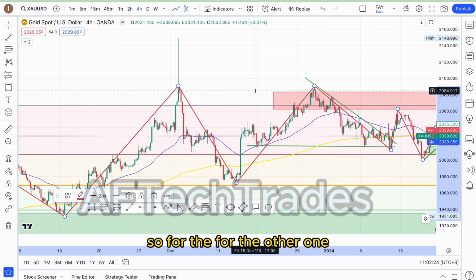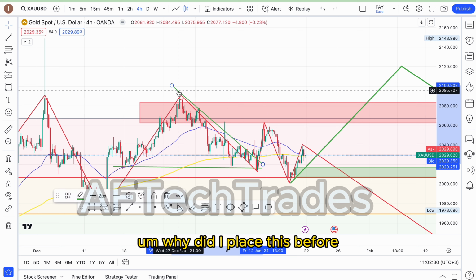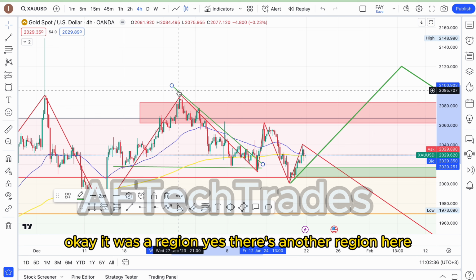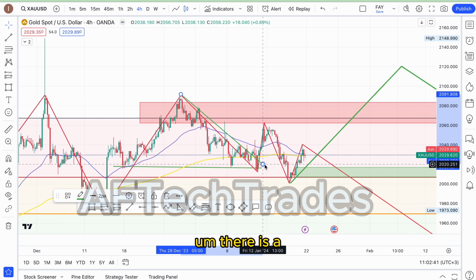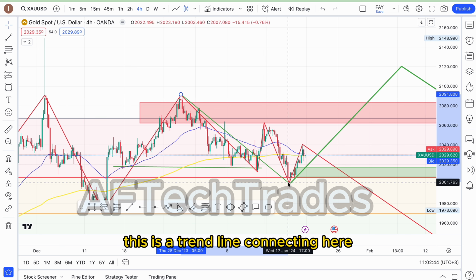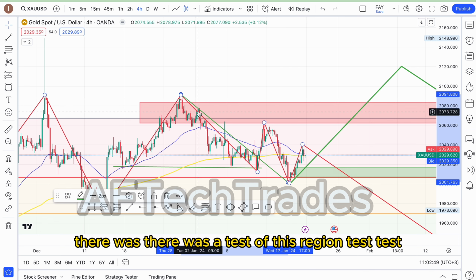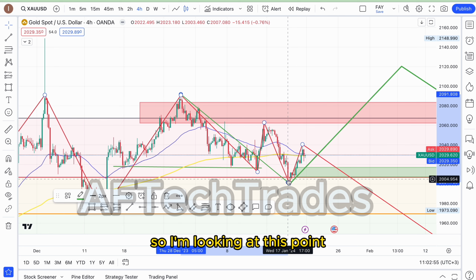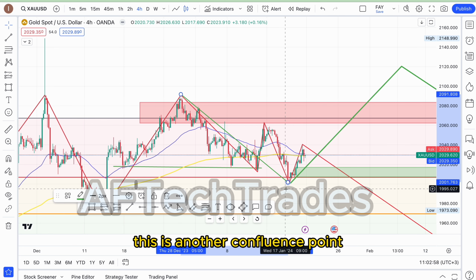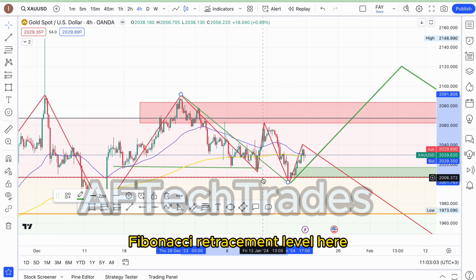So for the other one, why did I place this before? Okay, it was a region. Yes, there is another region here. There is a trend line connecting here, which was this. There was a test of this region, test, then eventually it broke it. So I'm looking at this point. This is another confluence point, which is of interest because it's around the Fibonacci retracement level here.